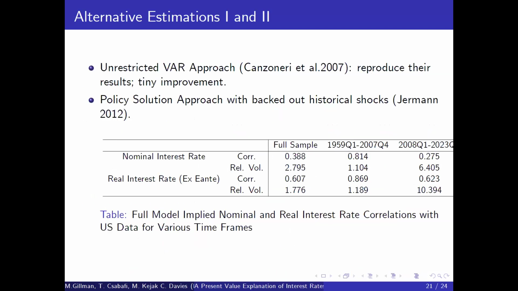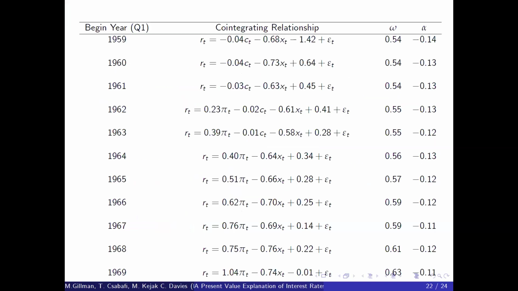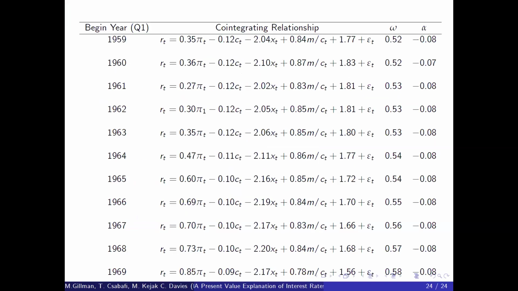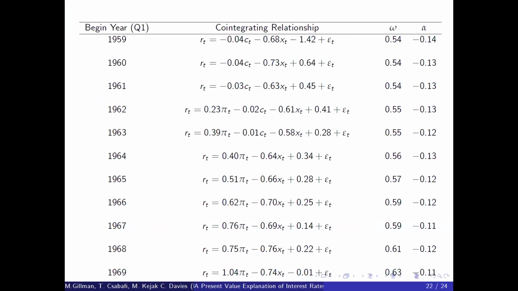And we do two other ways of estimating this. We did what Cancenari did, and we reproduced the results, which was different. We did it using the whole policy solution for the interest rate. We got a pretty high correlation between the historically backed out data for the interest rate and the model predicted interest rate. Different ways to do it. But the last two slides are just showing the co-integrating relationship.